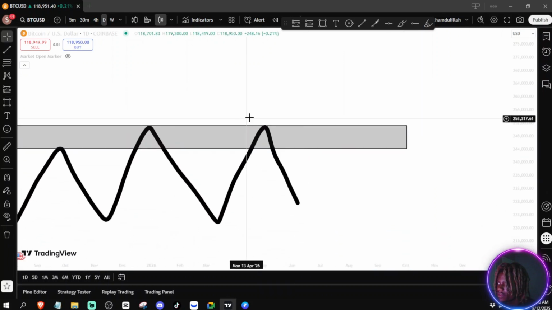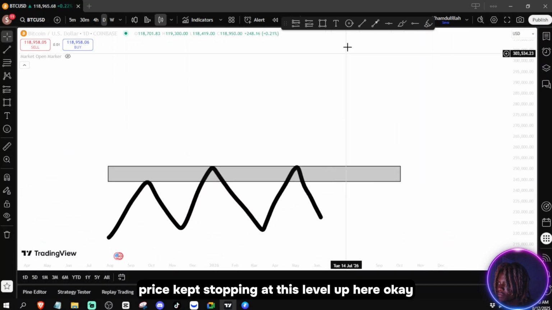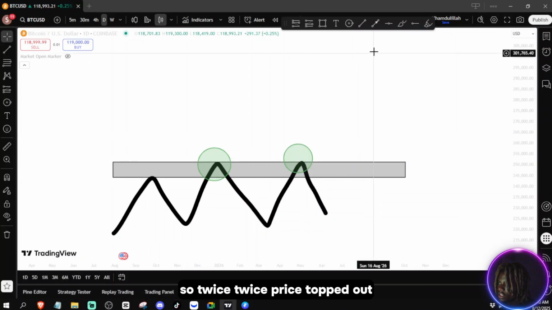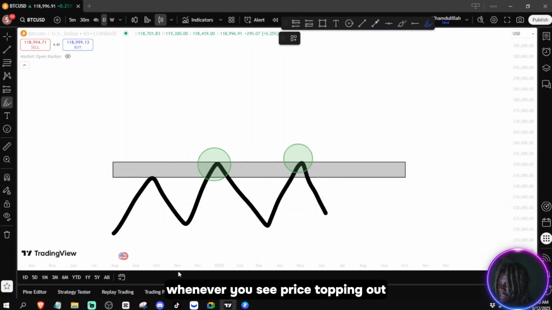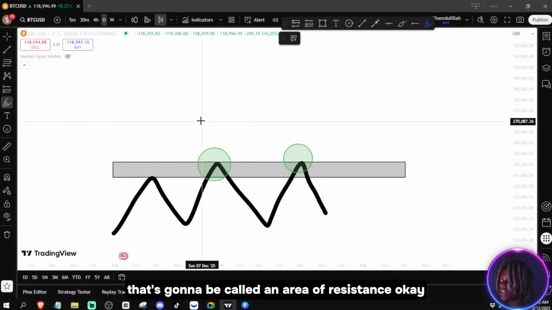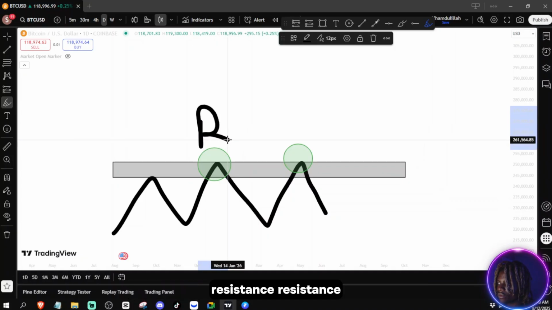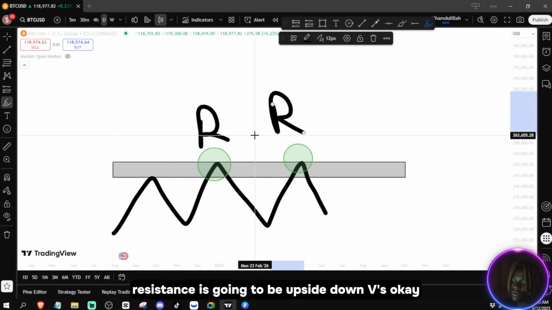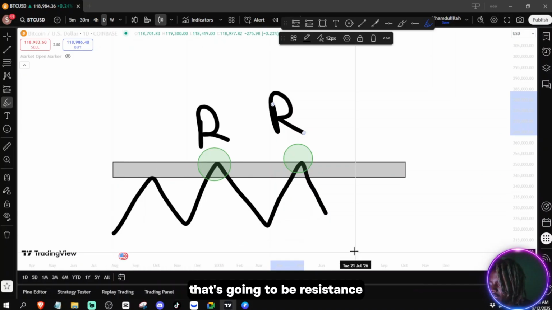As we can see, price kept stopping at this level up here. Twice price topped out. Whenever you see price topping out, making upside down V's, that's called an area of resistance. Resistance is going to be upside down V's. That's going to be resistance.